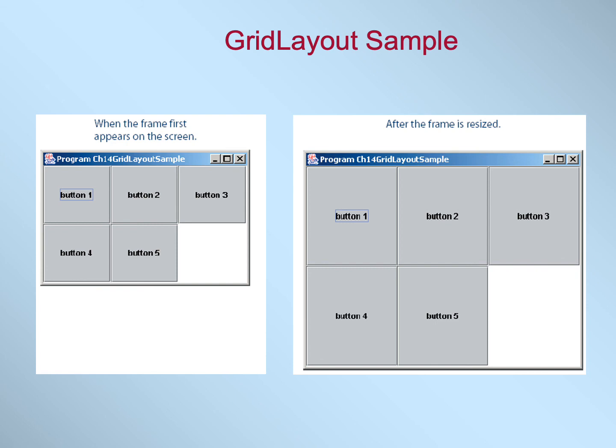Here is an example of grid layout. Say that we have 5 buttons, so it will be arranged from top to bottom, left to right. When we resize the frame, the number of rows and columns will still remain the same, but the width and the height of the buttons will change.